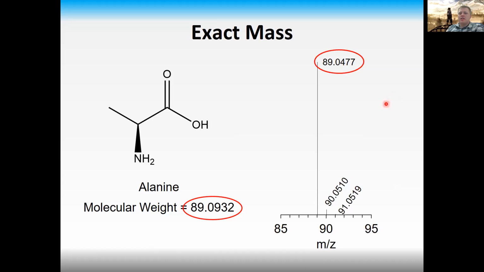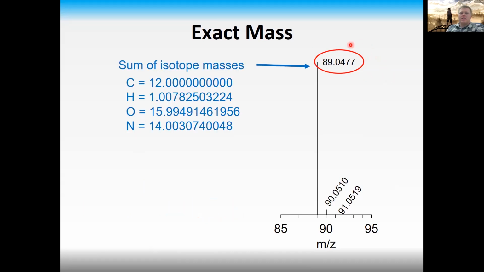That is the first thing to know, but we can actually also get a lot more information out of this peak right here. Why is that? Because it is the sum of different isotope masses, namely carbon, hydrogen, oxygen, and nitrogen. We know the masses of all the isotopes of most of the elements really, really well. If we take all of these isotope masses, there's actually only a single way to add them up to get 89.0477. And that only way is if we take 3 carbons, 7 hydrogens, 1 nitrogen, and 2 oxygens.